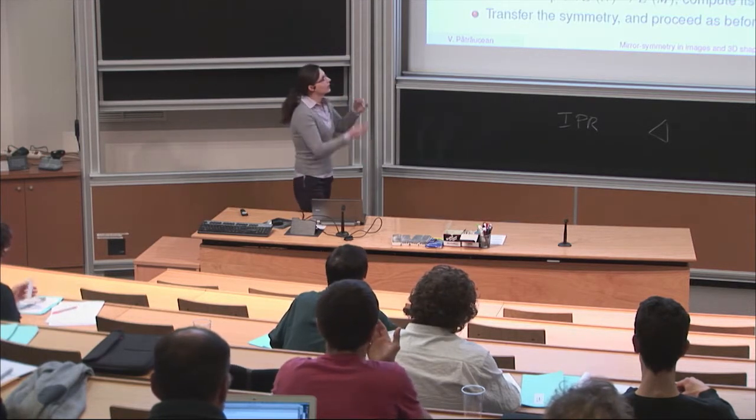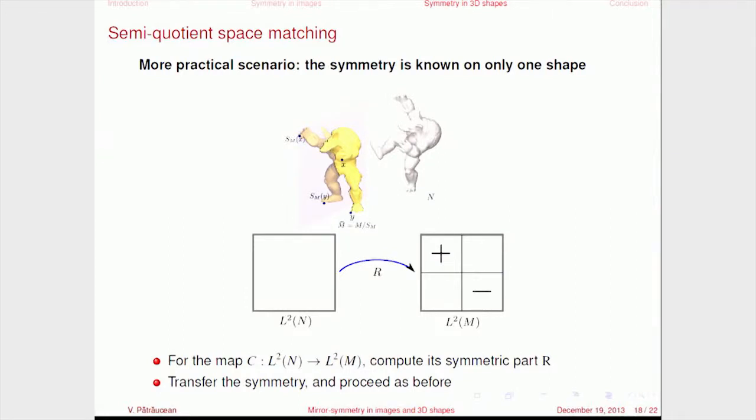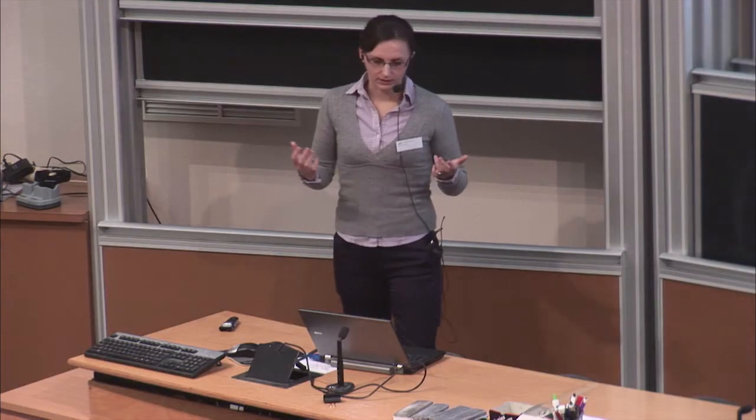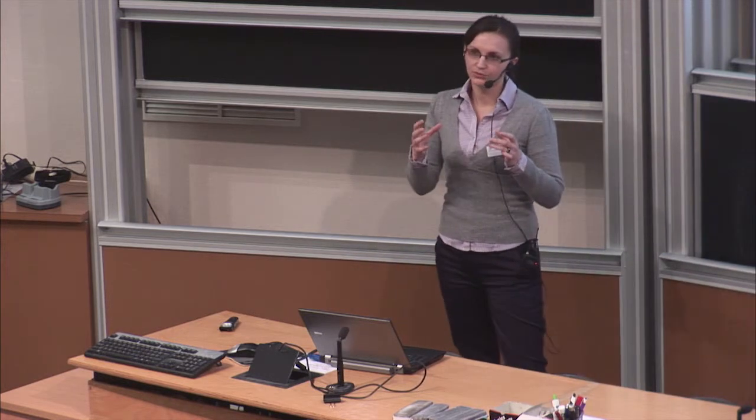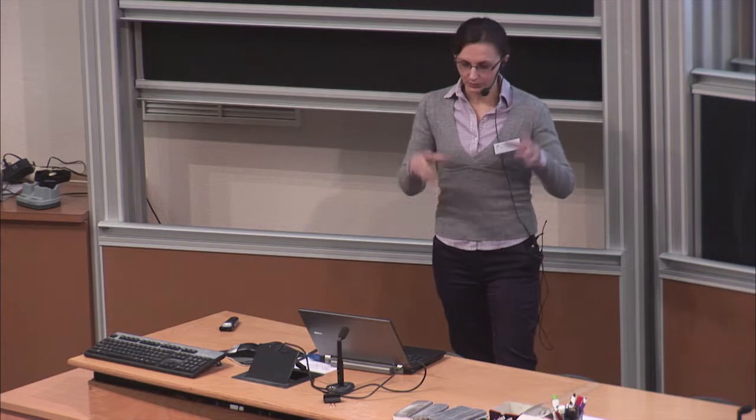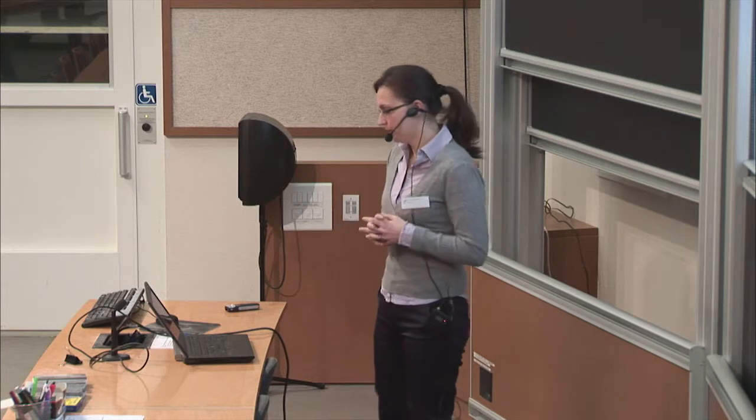Okay, so what I explained before is when we actually know the symmetry on the two shapes, and we can split the function space into the symmetric part and the antisymmetric part. But now a more practical scenario is when the symmetry is known on only one. It appears in practice. For example, I have the model of a human that is not deformed, and I want to find the map between this undeformed person, for which I can easily compute the symmetry because it's extrinsic, and a deformed person.